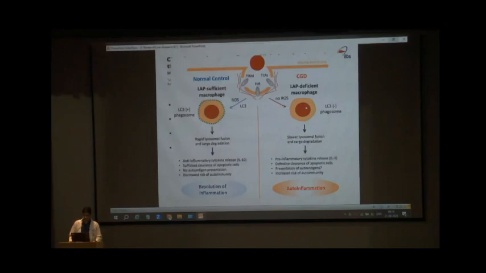On the other hand, in patients with CGD, there are no reactive oxygen species, and there is slower lysosomal fusion and slower degradation of the microbial organisms in phagocytes. There is increased synthesis of pro-inflammatory cytokines like interleukin-1. There is defective clearance of apoptotic cells, and it may lead to presentation of autoantigens and increased risk of autoimmunity.